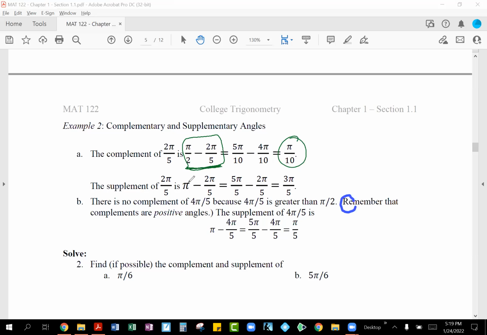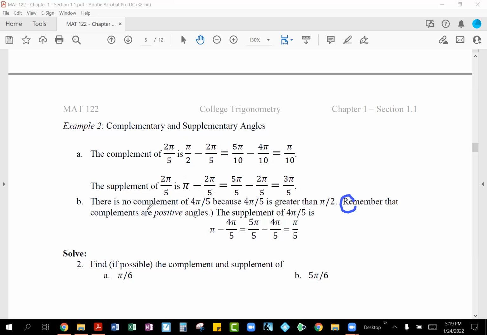For that same angle, if you take pi minus 2 pi over 5, pi again is the 180 degrees. So you're finding the supplement. And you can see we are able to find the supplementary angle for that.